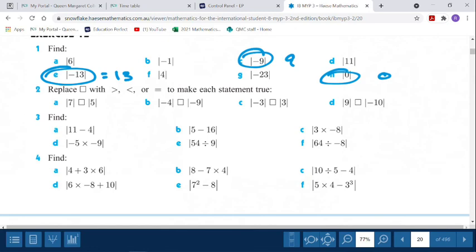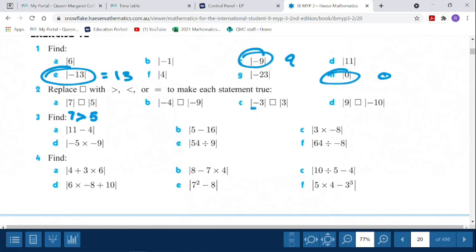Okay. Now, drop down a little bit, and they're asking you to replace it with is greater than, is less than, or is equal to make the statement true. Absolute value of 7 is what? 7. Absolute value of 5 is what? 5. Which one of those is bigger? 7. So we'd use the is greater than. Remember, the bigger part of this symbol always opens towards the bigger number. Okay? So 7 is greater than 5.